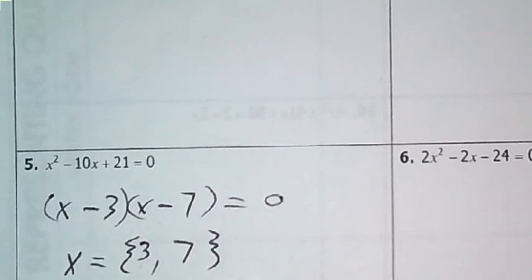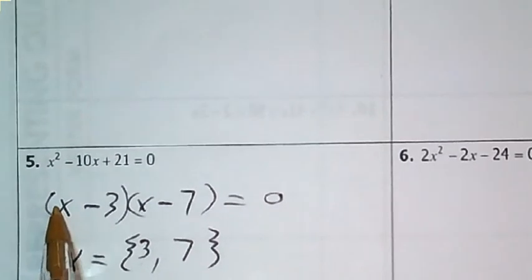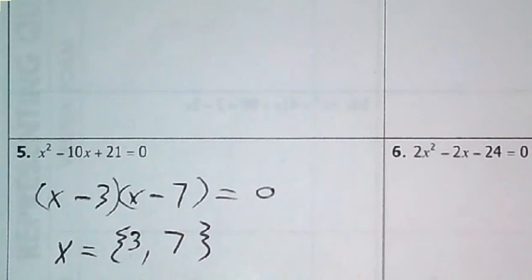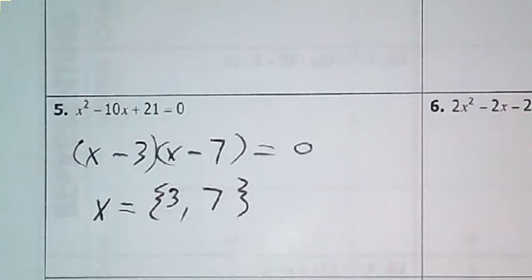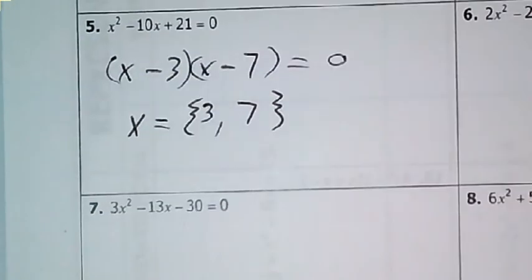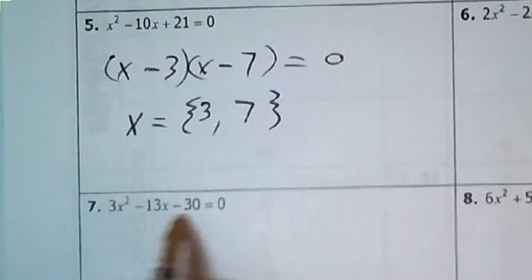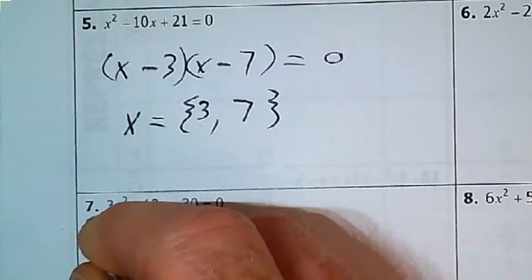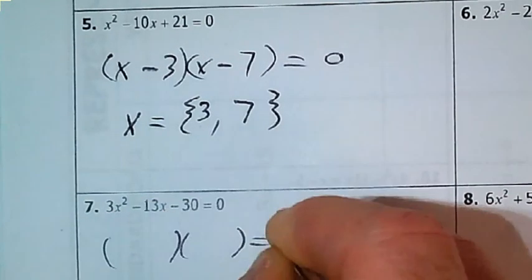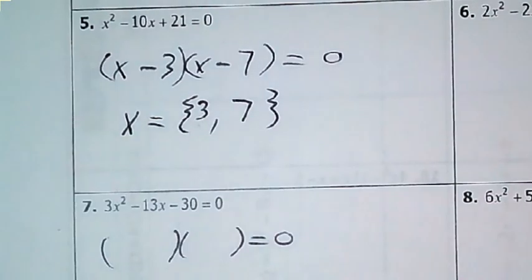So you say, well, wait a second. What if there's a number in front of x? Let's do one like that now. Let's go down to number 7, because this one has a number in front of x. Here we go. 3 is not a GCF, so we don't factor the GCF out because there's not one. So two sets of parentheses equal to 0.